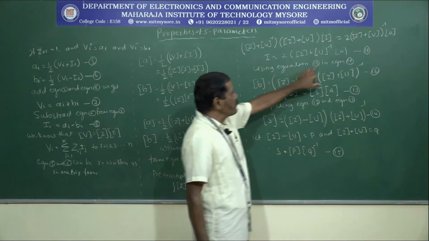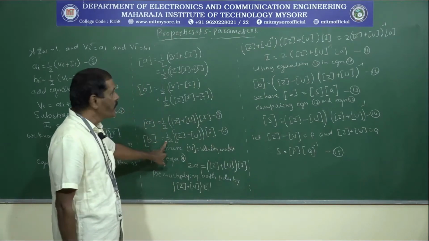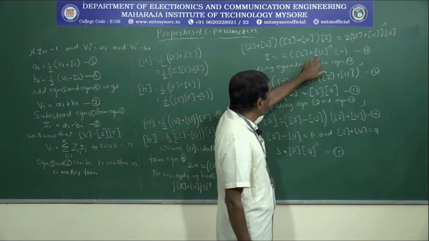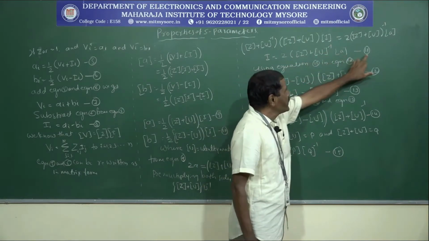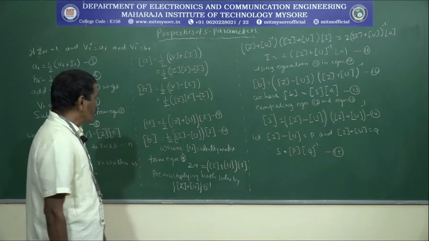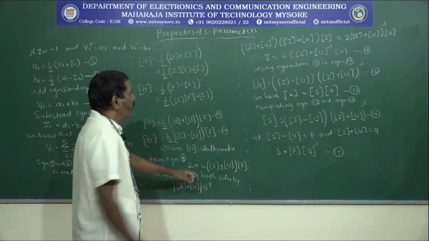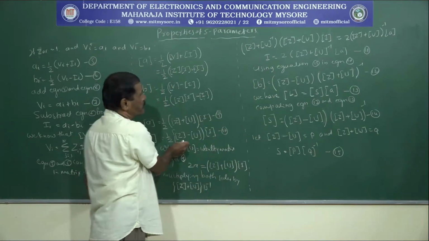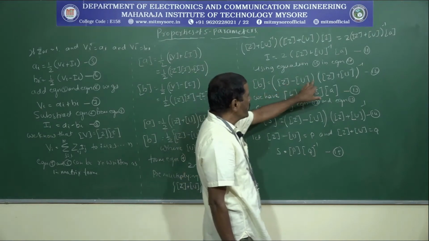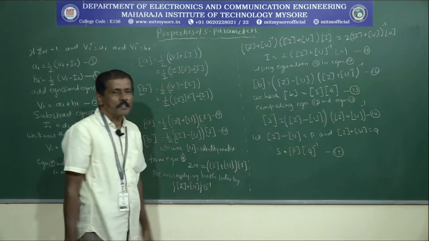Then use equation number 11 in equation number 10. We have equation number 10 here. That is, I is equal to 2 into (Z plus U) raised to minus 1 into A, which is equation number 11. Now substitute equation number 11 in equation number 10. Then B is equal to (Z minus U) into (Z plus U) raised to minus 1. Call it equation number 12.